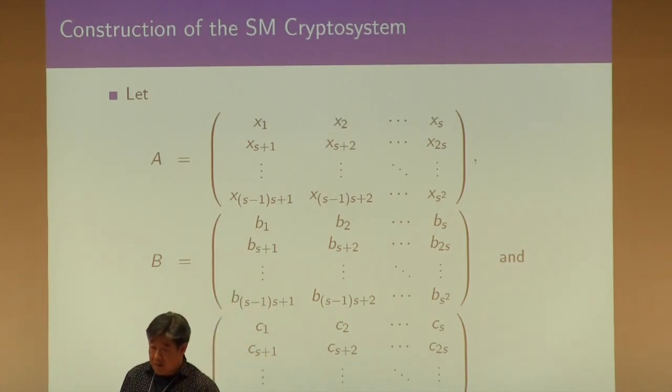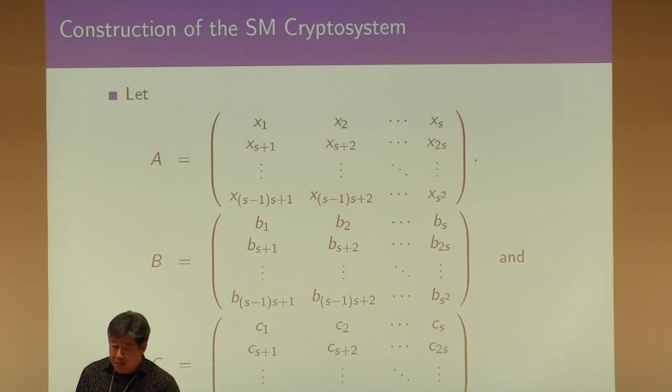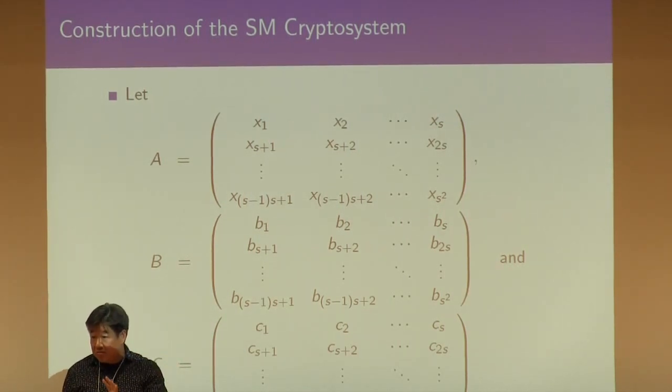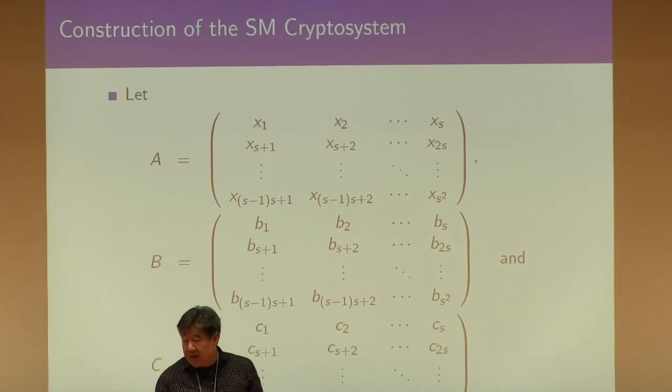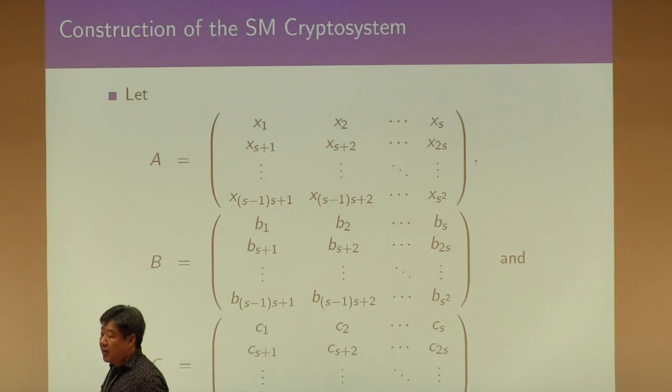So I build the first matrix called A. A is just x1 to xs, x2s, all the way, just a matrix. And then the second matrix is B. What is B? Each entry of B is a random linear combination of x1 to x s squared. And what is C? C, again, is random linear combinations of x1 to x s squared. I just built the three matrices, A, B, and C. Is it clear?